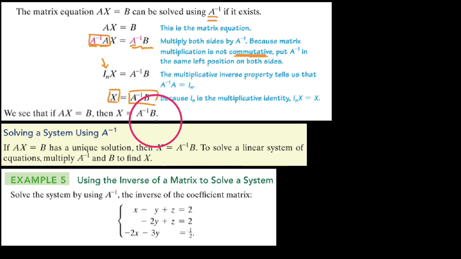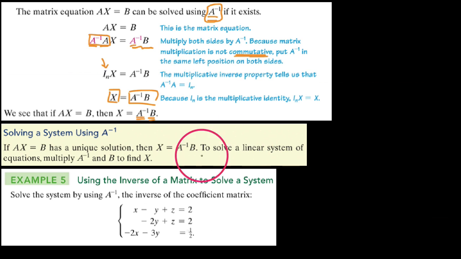And we could say that in general, if we have a square system, as many equations as we have variables, and as long as A inverse exists, which is the inverse of our coefficient matrix, then we can always say that the solution to a matrix equation that represents a system is the inverse of the coefficient matrix times the constant matrix. So in general, if AX equals B has a unique solution, then X equals A inverse times B. We can use that to solve a system of linear equations.